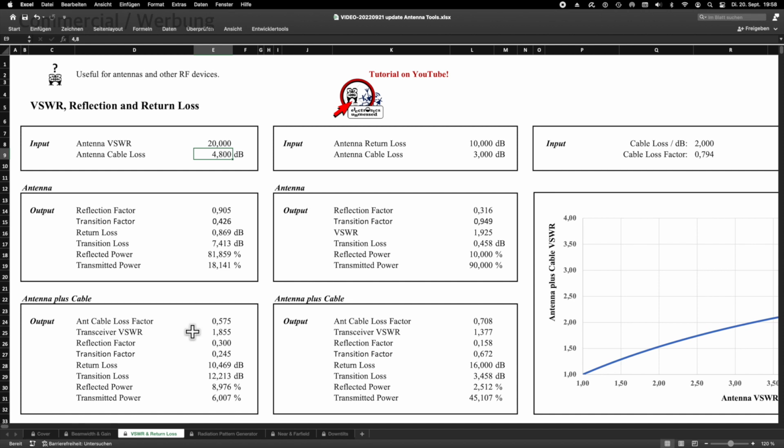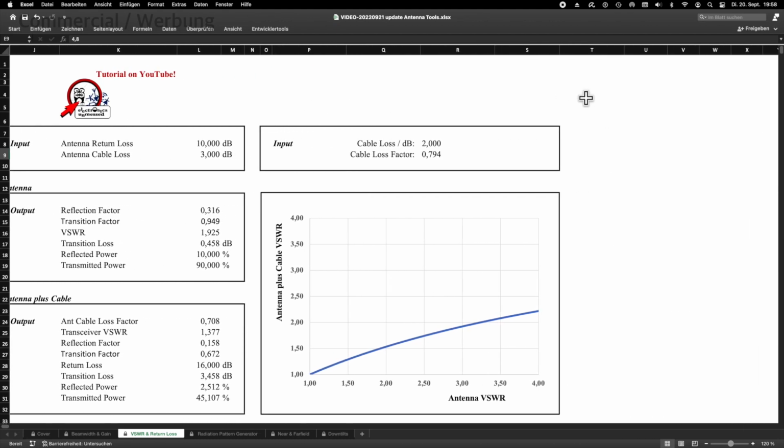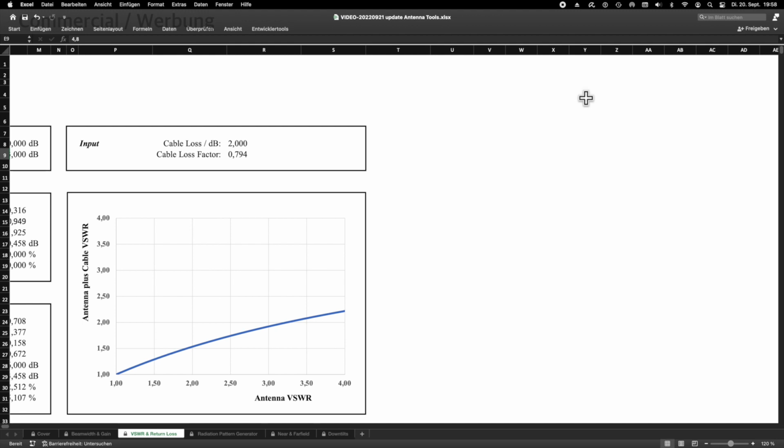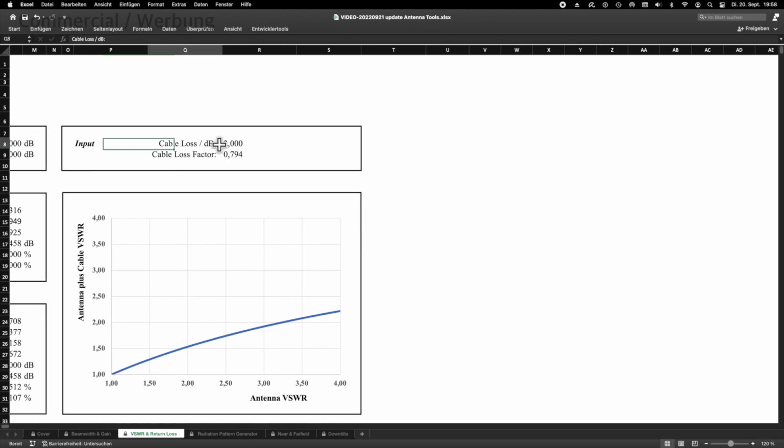The little tool can help you to better estimate the VSWR you measure at the transmitter side. The second column of the tool assumes return loss and basically does the same calculations. Well, radio amateurs prefer VSWR, electrical engineers prefer to work with the return loss. On the right, we have a small graphic that we can adapt and print out for our own case.